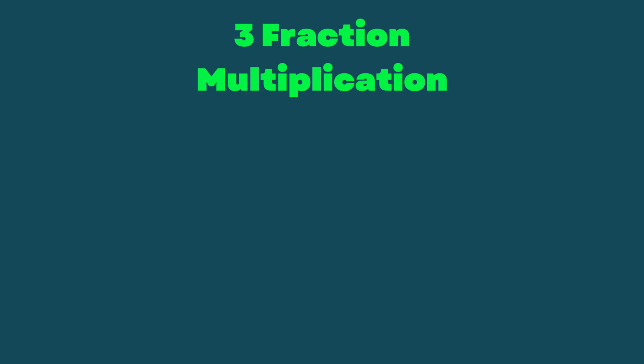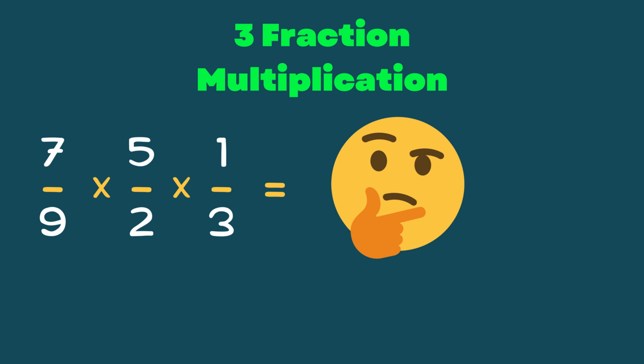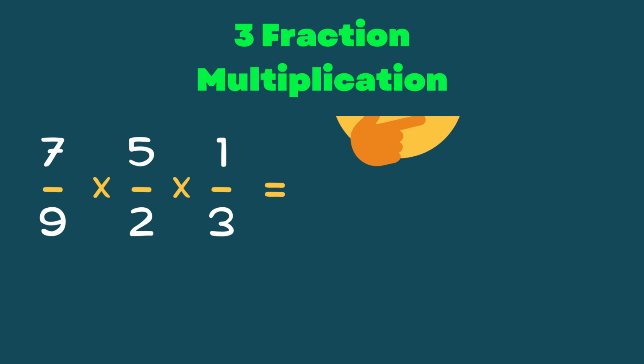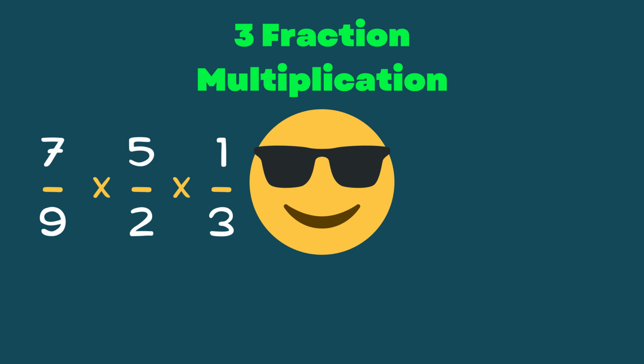Okay, what if we've got three fractions to multiply? Like 7 by 9 multiplied by 5 by 2 multiplied by 1 by 3. Can we still use our method, even if we have an improper fraction in between? You guessed it right. Absolutely yes. We just multiply all the top numbers and all the bottom numbers together.